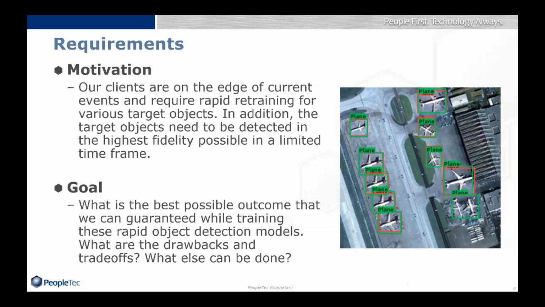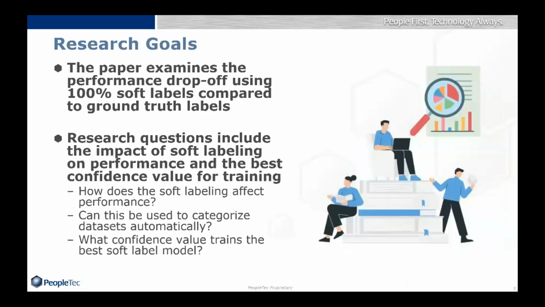So let's see what our research goals are for this. The above methods are all examples about how soft labels can improve a model. And so we're looking at how these soft labels affect performance, and can they be used to categorize data sets automatically, hierarchically? And then what confidence value should we train the resulting model on, based on the soft label threshold?